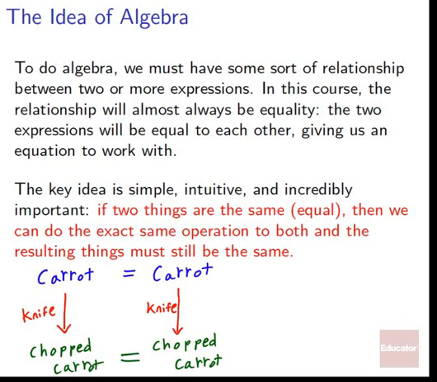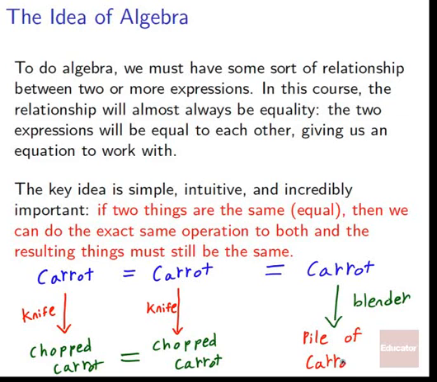Now compare that to if we had a third caret. That was exactly the same as his other two caret brothers, but instead of using a knife on him, we decide to shove him into a blender, right? We put him in a blender and we run it for a minute. Out of that blender, we are going to get a pile of caret mush, right? We're going to have a caret mush pile. And that caret mush pile is going to be nothing like those chopped carets.